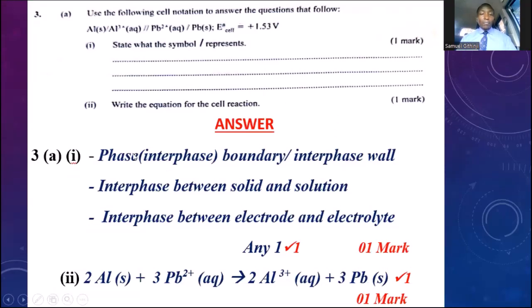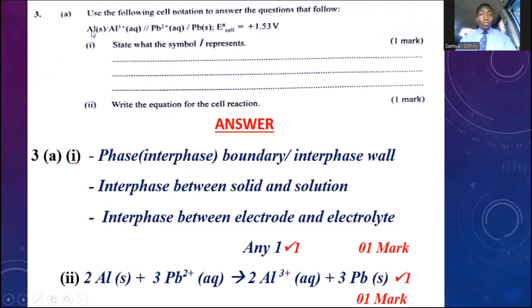The single slash represents the phase boundary, or you can say the interface boundary, the interface between the solid and the solution. In future I need to tell you about what we call the electrode double layer, the representation of that cell, the half cell, how it looks. Then, of course, you can say it's the interface between the electrode and the electrolyte, and it is still okay.